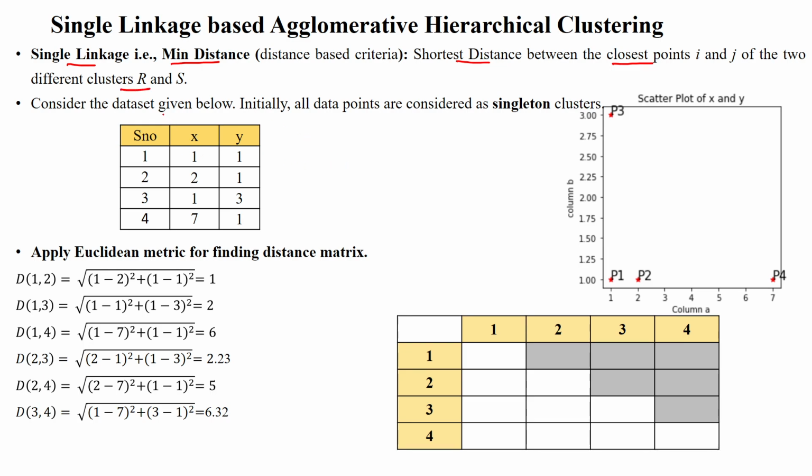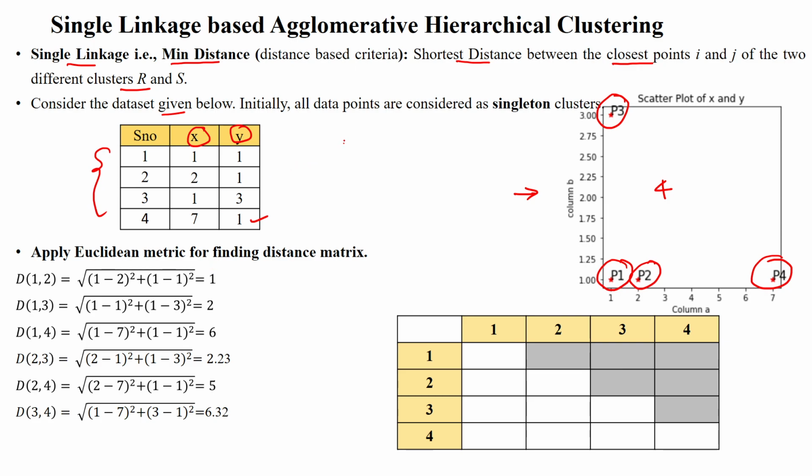Here the data set is given with four data points. The xy coordinates are given: 1 comma 1, 2 comma 1, 1 comma 3 and 7 comma 1. Initially each data point is considered as a single cluster, assumed as a singleton cluster. Then we will use the bottom up clustering method to form a single cluster. So here we have totally four clusters. Then finally we have to form a single cluster.